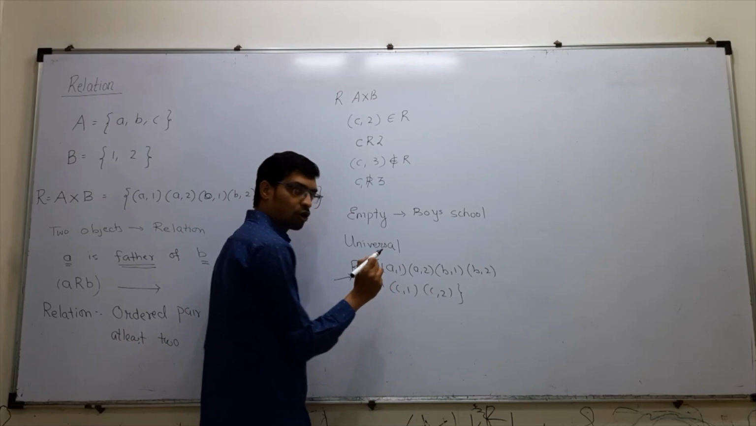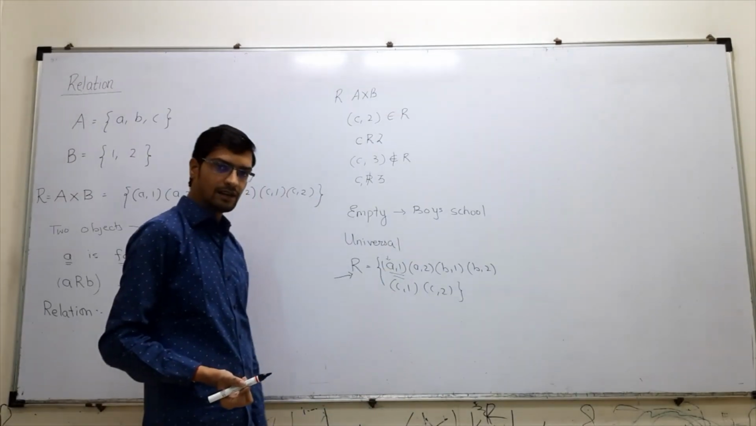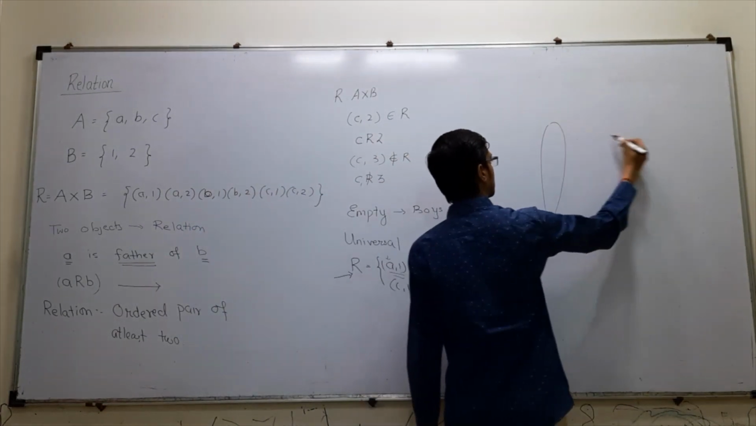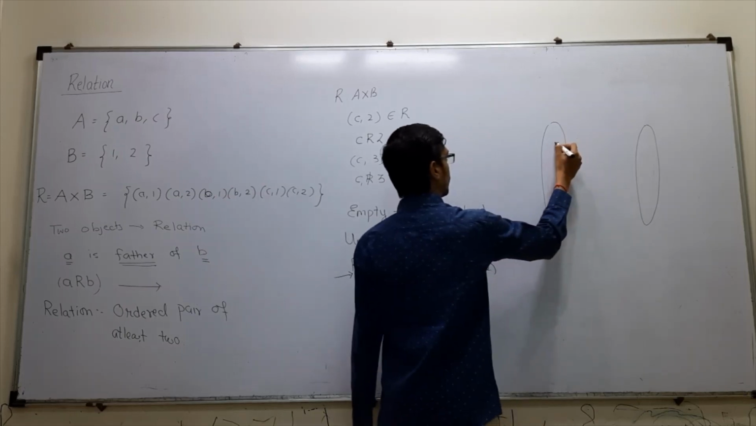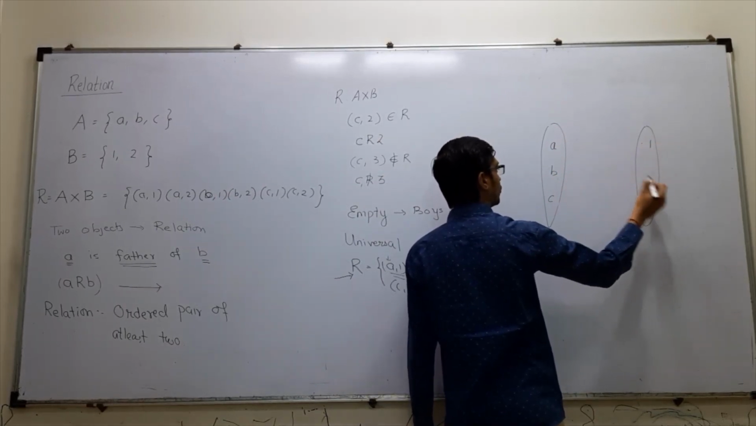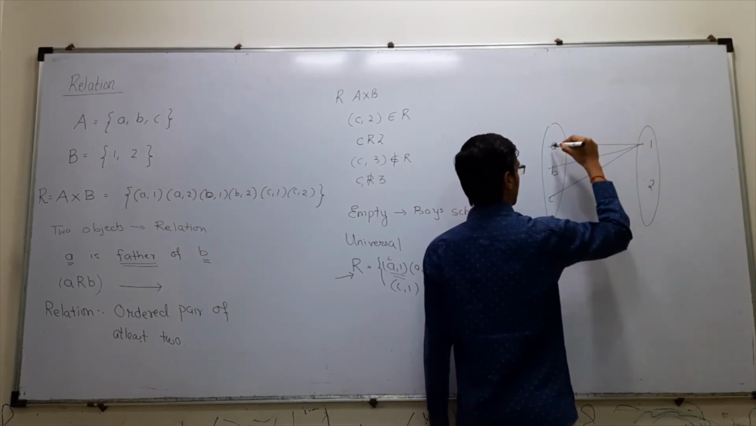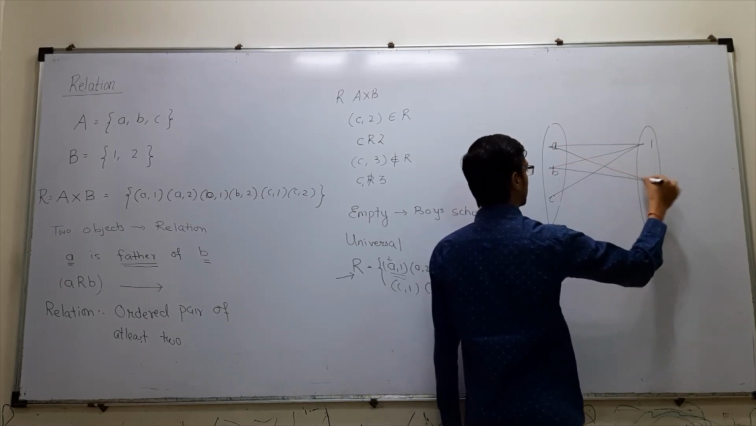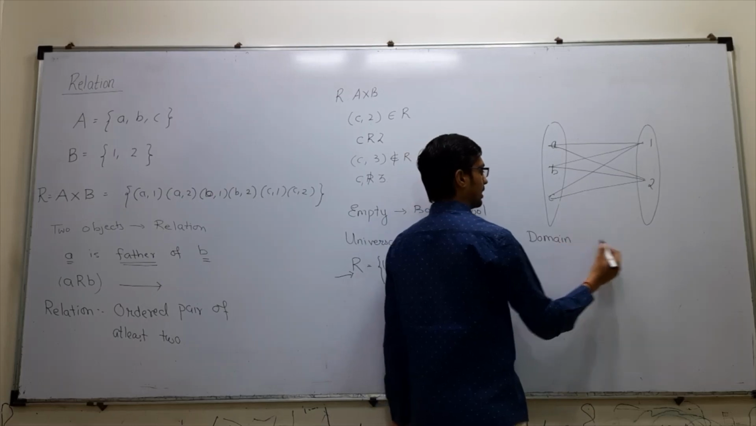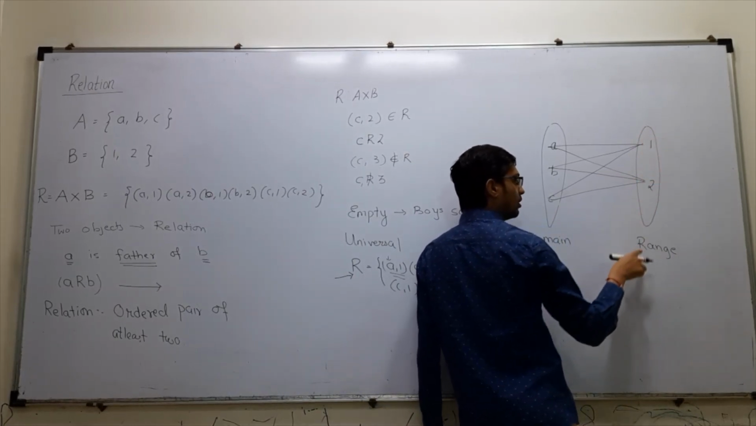Now see, we are talking about two objects only. So the first one is called domain. The second one is called range. So we represent domain like this and range like this. So what is my domain? A, B, C. What is the range? 1, 2. A relates to 1, B relates to 1, C relates to 1. A relates to 2, B relates to 2, C relates to 2. So this we will call domain, and this we will call range. All paired are called the range. These are all paired, so it is the range.